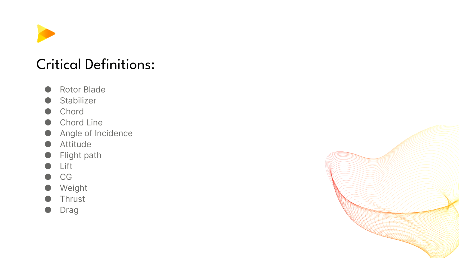Chord. It is the chord line's longitudinal length as viewed from the side. Chord line: a straight line intersecting the leading and trailing edges of the airfoil. Angle of incidence. It is formed by the airfoil chord and the longitudinal axis of the aircraft, which is designed into the aircraft and cannot be changed by the pilot.